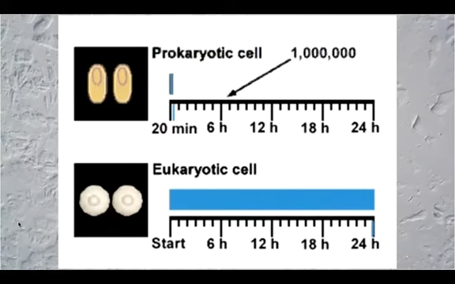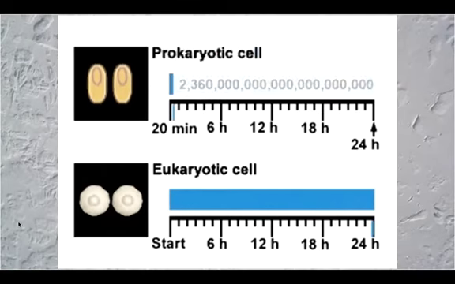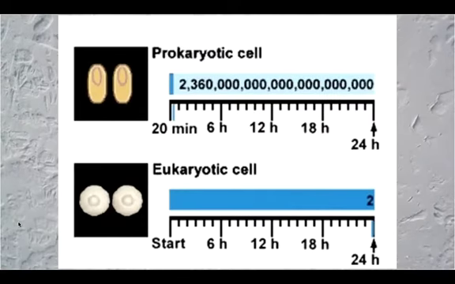A single bacterium can turn into 1 million bacteria in about 6 hours. After 24 hours, a single bacterium will become about 2,360 billion bacteria, while a single eukaryotic cell will divide just once to produce 2 cells.